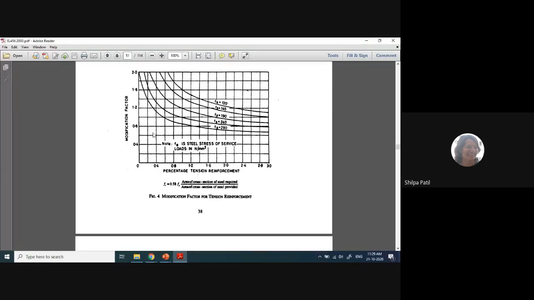I have to draw the line and extend it till it cuts the Fs equal to 240 curve. So it will cut somewhere here, and from that I have to extend the line in a horizontal direction, which will cut the y-axis. So somewhere here my value is coming, which is a little greater than 1.2 and lesser than 1.6, but not a little, it is much more greater than 1.2.